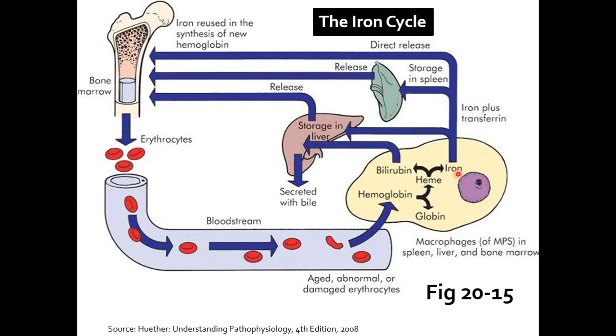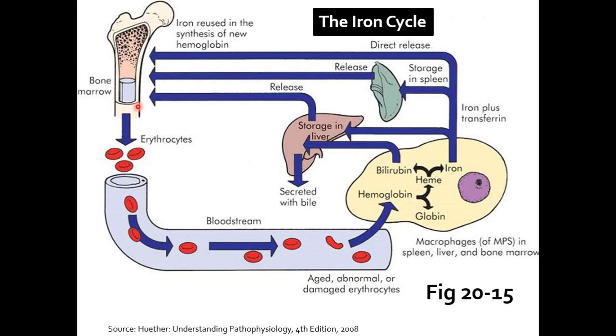But let's look at iron here. So now we've got this free iron. Iron can be stored in the liver. Iron could be stored in the spleen. Or iron could be delivered right back to the bone marrow to get incorporated into new red blood cells and their new hemoglobin structures. So the body is really efficient in recycling iron.